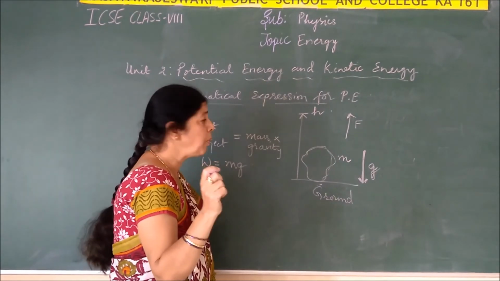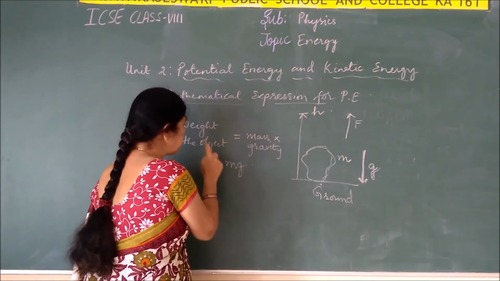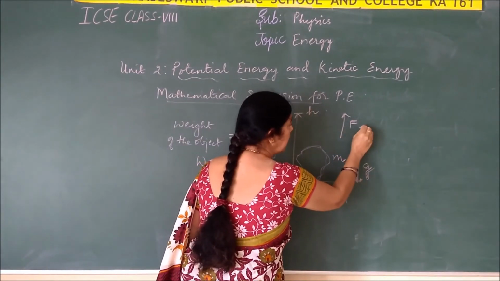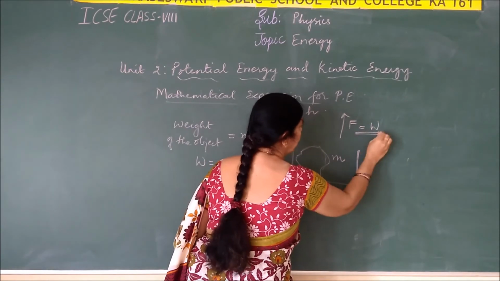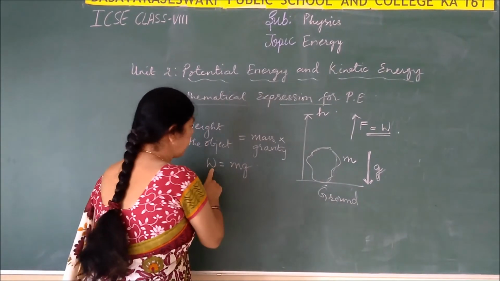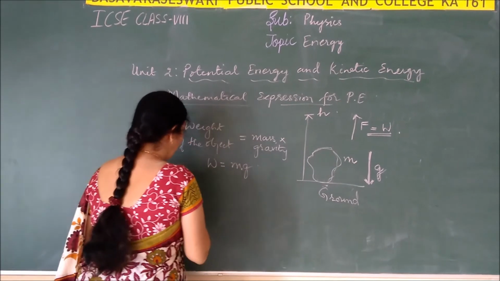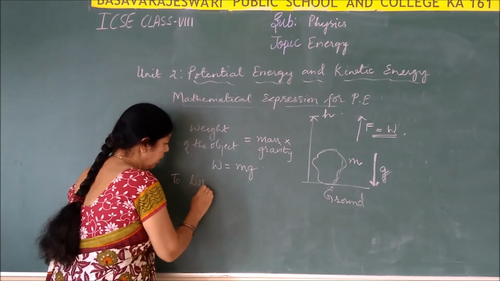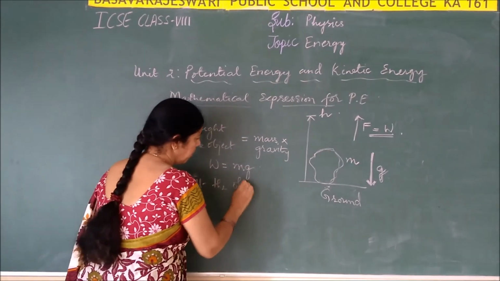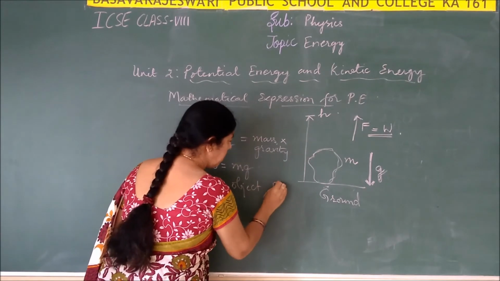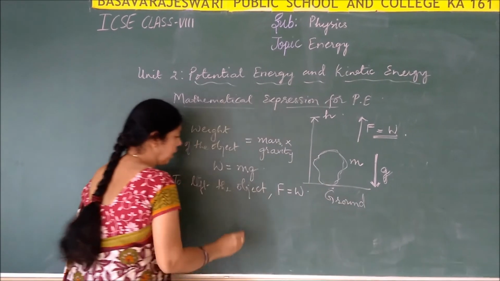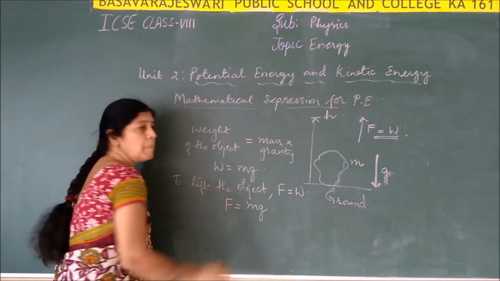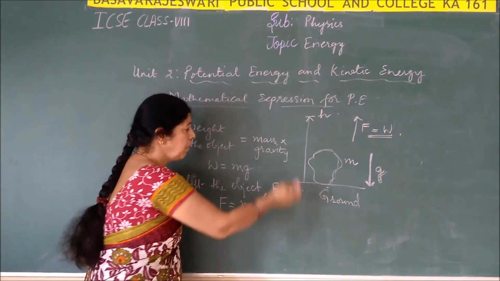How much force do you have to apply? The force applied must be equal to the weight of the body. Now, the weight of the body is given by the expression m into g. So how much force do you have to apply to lift the object? That is equal to the weight of the body. So, I can write it as F is equal to mg. This much force has to be applied on the body to lift it.